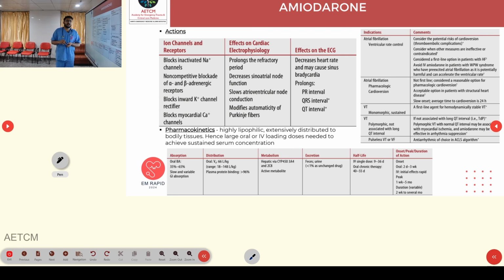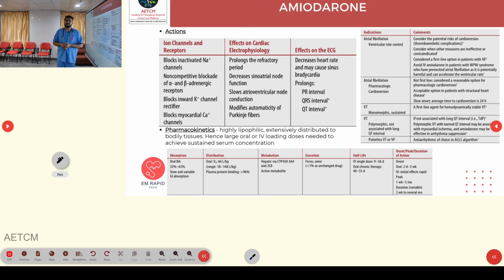And coming to the indications, as we discussed earlier, it is used for atrial fibrillation, ventricular rate control, and you should also consider the risks of cardioversion, which includes the thromboembolic complications. So we'll have to anticoagulate the patient before doing this, or we'll have to do a screening echo to rule out any LA clot. And further, it is a first line option in patients with heart failure. It is also considered when other measures are ineffective or contraindicated.